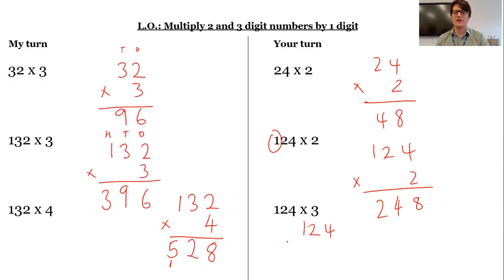248. And this time, I think I'm going to predict some regrouping is needed, because 4 times 3 is 12, regroup. 3 times 2 is 6, add the 1 gives me 7. 3 times 1 is 3, 372.